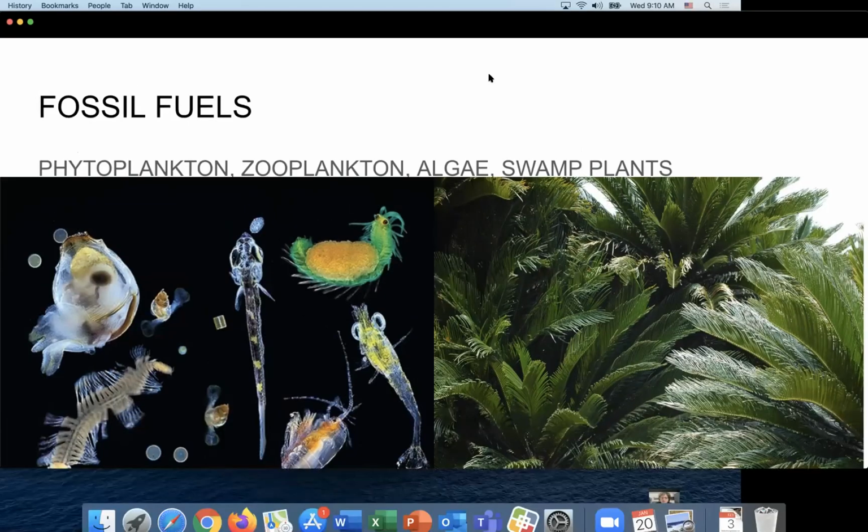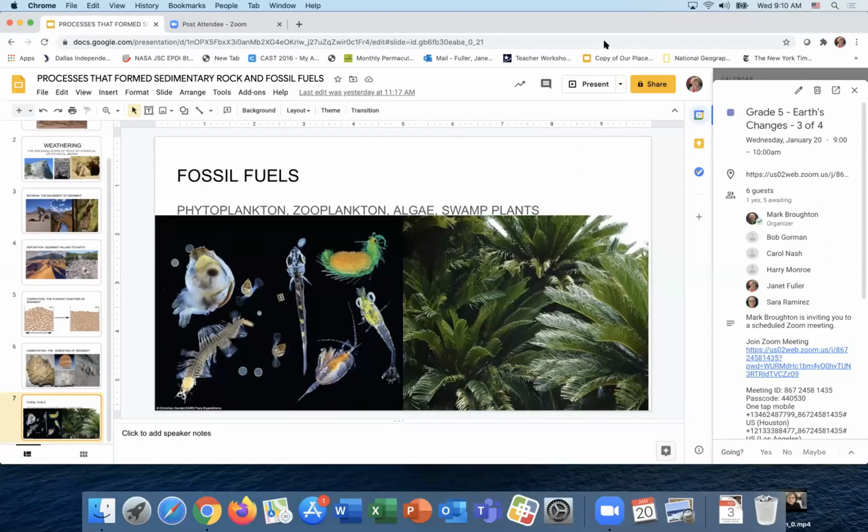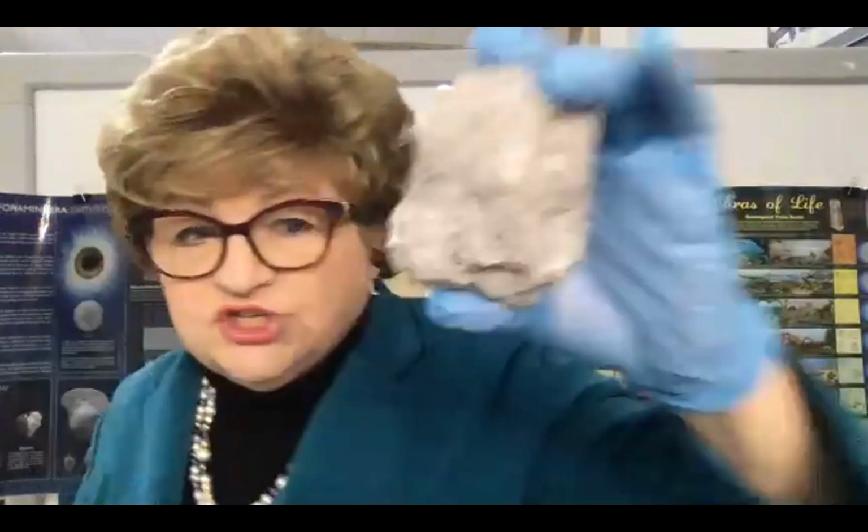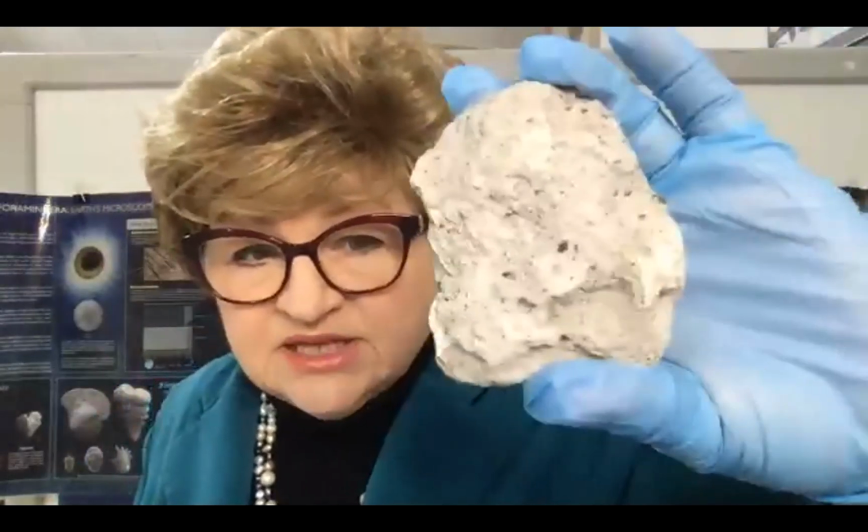So I'm going to escape this, and I'm going to stop sharing. And I'm going to show you really quickly those rocks that you saw in the slides. This is conglomerate. These are pebble-sized sediment. This is sandstone, sand-sized sediment, shale, mud-sized particles, and this has fossils in it.